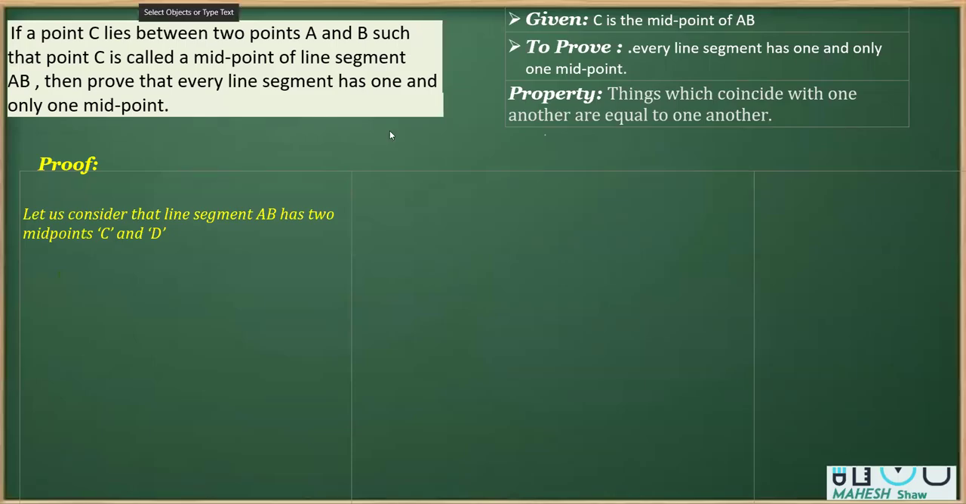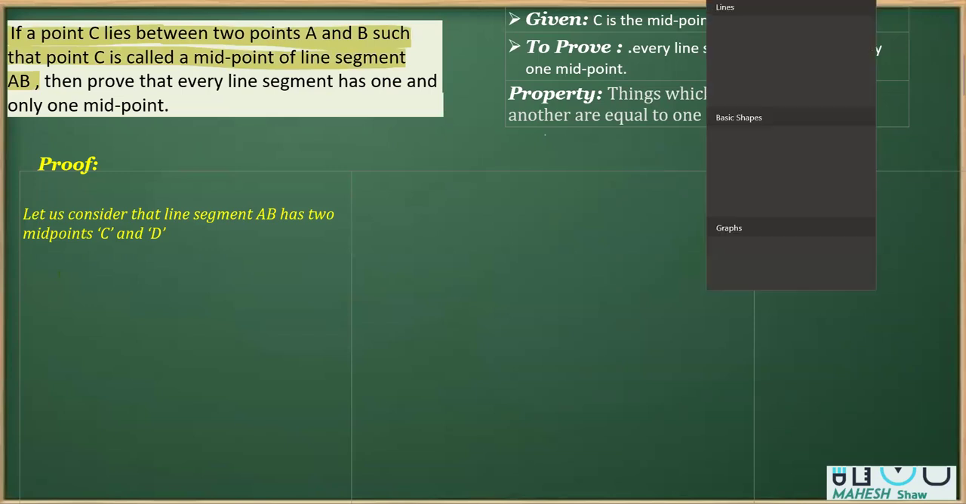We have one question based on Euclid's axiom that things which coincide with one another are equal to one another. So let's read the question. It says that if C is a point that lies between A and B such that C is the midpoint of AB, right? C is the midpoint of AB.